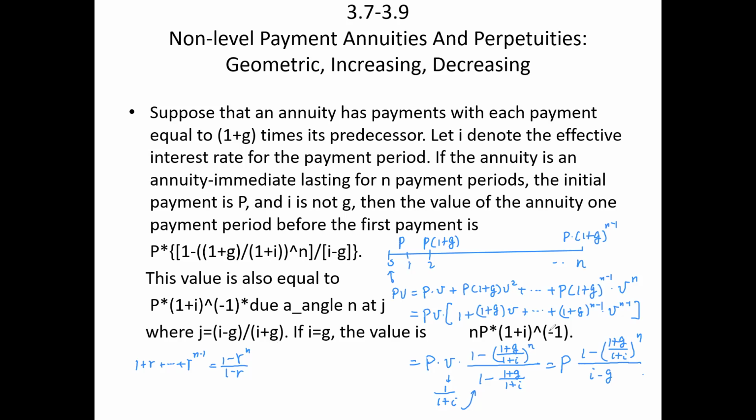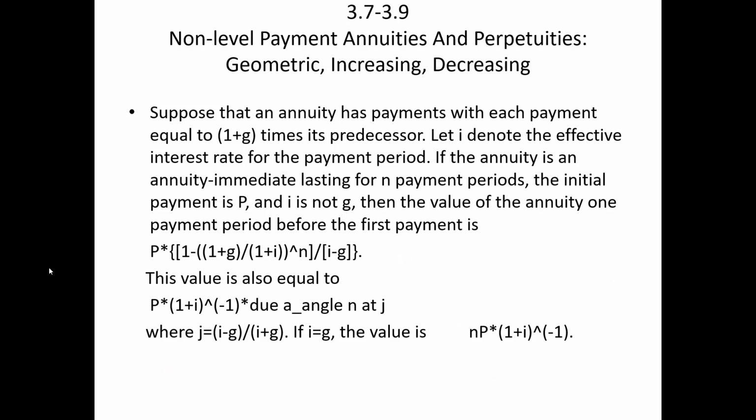When I equals G, the denominator is 0, so the formula doesn't work, but you look at here: 1 plus G divided by 1 plus I would be just 1. Okay, I equals G, just 1. So essentially you have n terms, so you have n times P then times V. So essentially it's n times P times V. Okay, so these are the formulas.